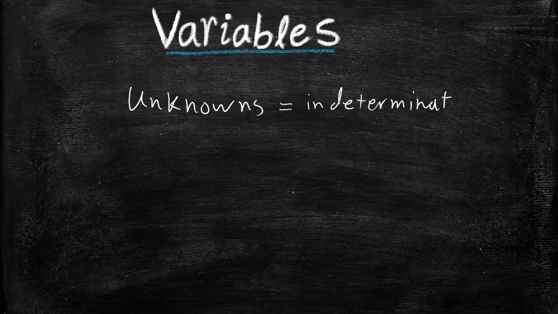Indeterminates. So unknowns or indeterminates, they were things, objects that we immediately don't know their value. Their value is not determined. Therefore, they're called indeterminates or unknowns. Now, variables are a type of unknowns.